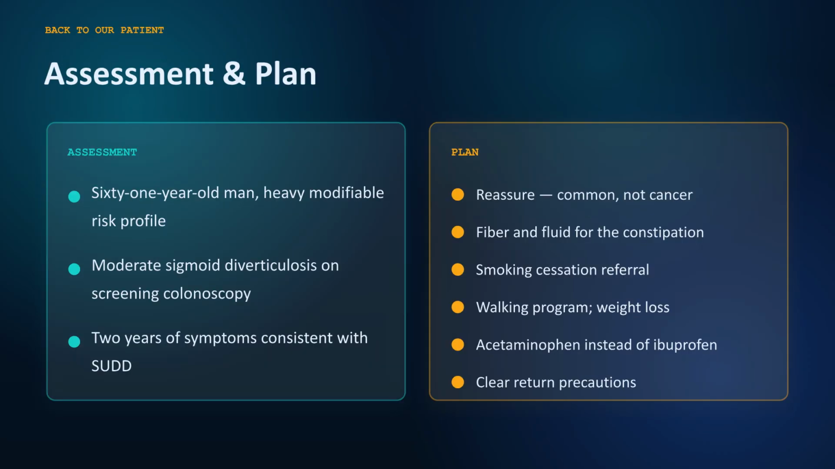Back to our patient. Assessment. A 61-year-old man with a heavy and largely modifiable risk profile, found to have moderate sigmoid diverticulosis on screening colonoscopy, with 2 years of symptoms consistent with symptomatic uncomplicated diverticular disease.